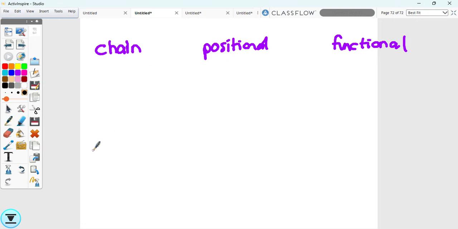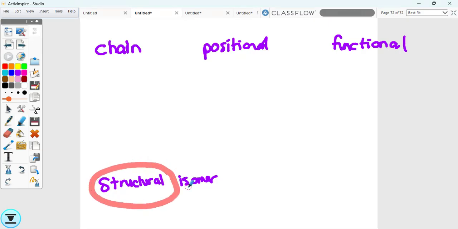What is the definition in general of a structural isomer? Exactly. So structural isomer, same molecular formula, but a different structure. So it is the structure that is different. And that's how you need to look out for these ones.